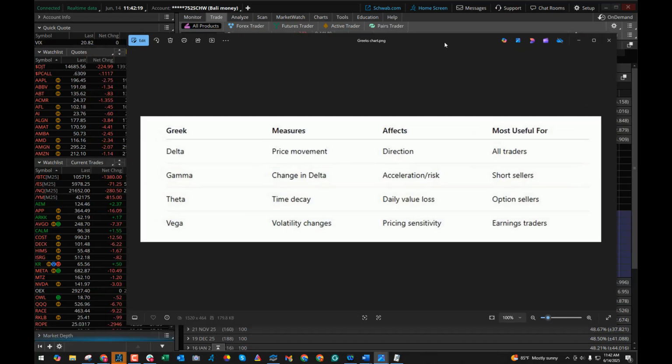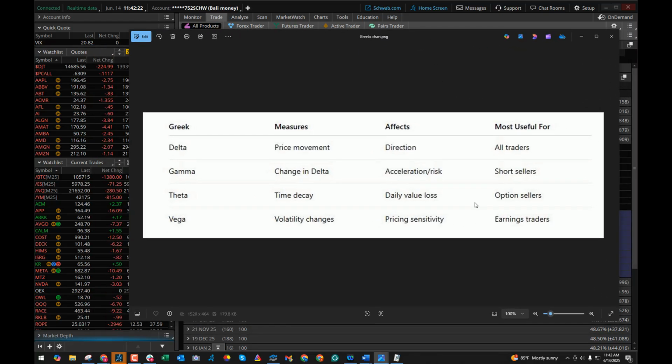I've got a chart here, and this is a pretty crude chart, but you can screenshot this or whatever. As you can see, our delta measures price movement. It affects the direction. Our gamma is the change in the delta, and it affects the acceleration of delta. This chart says most used for short sellers. I think all these are for all traders, honestly. Theta is your time decay. It is your daily value loss or gain. Depends if you buy or sell options, because you can be on one side or the other. It helps option sellers and it hurts option buyers.